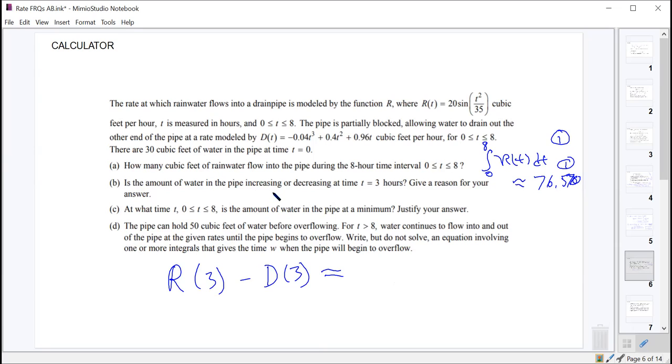We want to know if the amount is increasing or decreasing. The amounts should be the integrals of R and D, so the derivatives of that, R and D, are the rates of change. What's R of 3 minus D of 3? Negative 0.313632, which is less than 0. And so we would say the amount is decreasing.